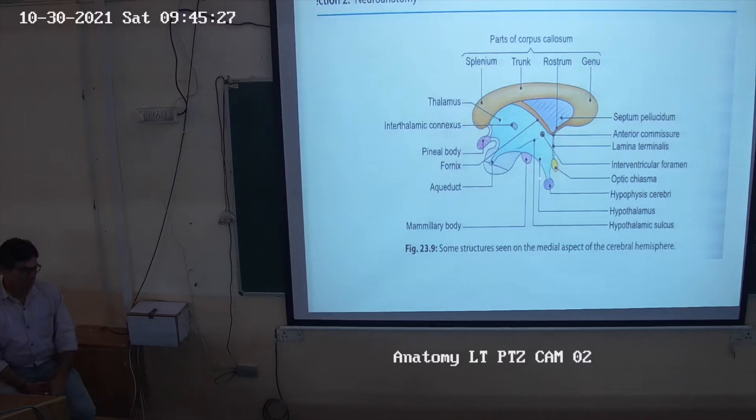And look downward, this is the hypophysis cerebri or pituitary gland, and this is the pineal gland. Pineal body is here, sorry. This is the mammillary body, and this is the cerebral aqueduct, which is connecting the third ventricle to the part of the fourth ventricle. Okay, look here, this is the lateral ventricle, and here this is the thalamus, and below this part, this is the hypothalamic sulcus, this line.